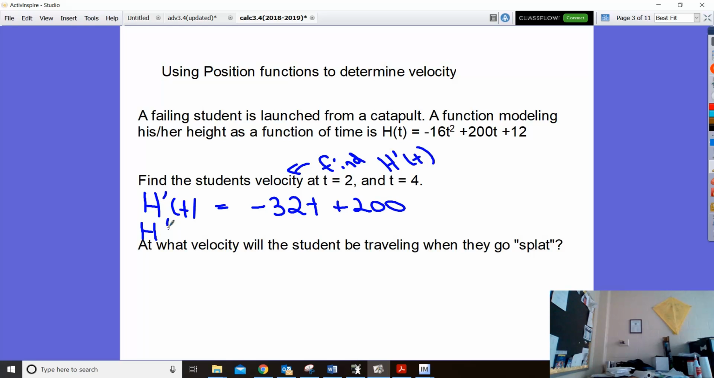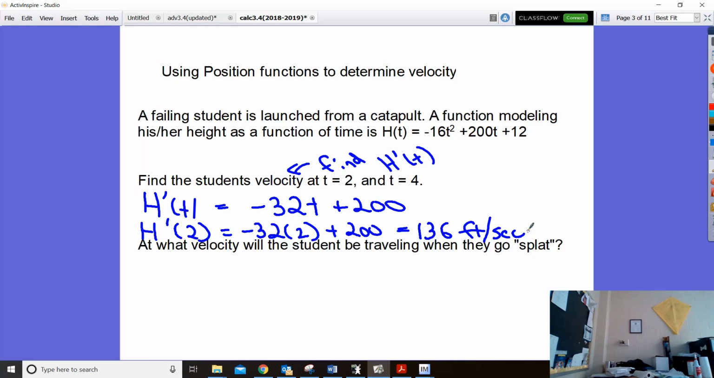So we're going to find h prime of 2. We're going to plug in 2. That's a negative 64 and 200, which is what, 146, 136. Units here would be feet per second. You understand why I wrote feet per second?